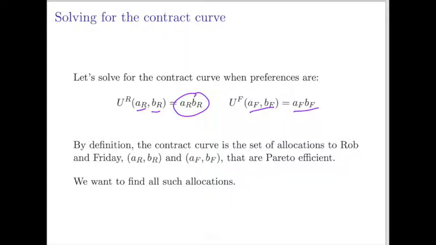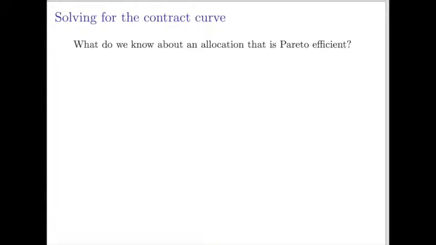Right? So the definition of the contract curve is that it's a set of all pairs of bundles, so of all allocations that are Pareto efficient. So what we want to do is find the set of all such allocations that satisfy the property that the marginal rates of substitution are equal. Okay, so what do we know about an allocation that's Pareto efficient?